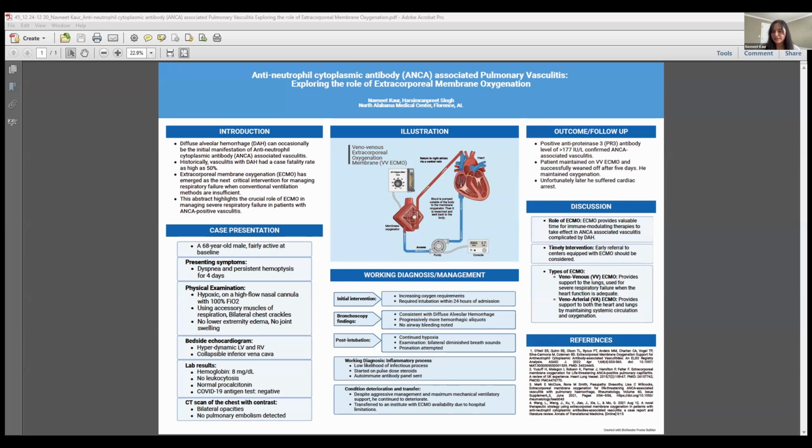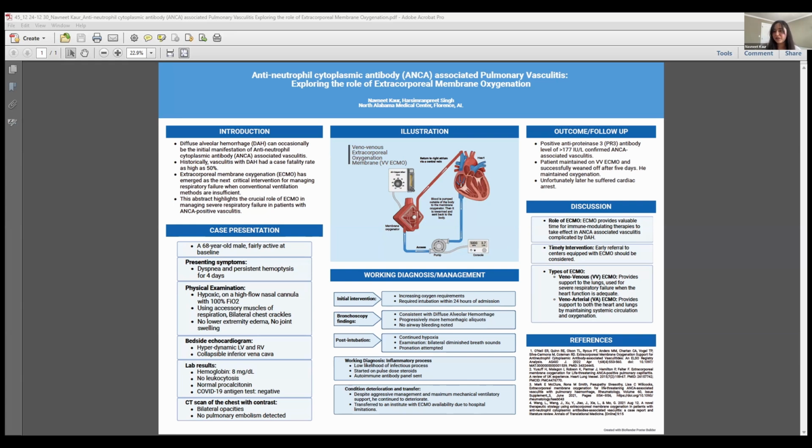ANCA-associated vasculitis can present with various signs and symptoms, generally with sinusitis. It affects the kidneys and causes pulmonary symptoms. But in this particular case, the patient presented with diffuse alveolar hemorrhage, which was the first symptom that he had. So the first point is that diffuse alveolar hemorrhage can be the first presenting symptom in patients with vasculitis.